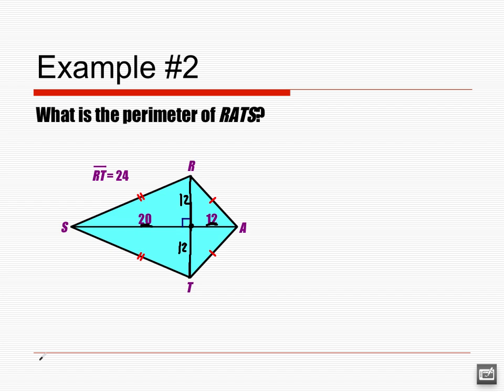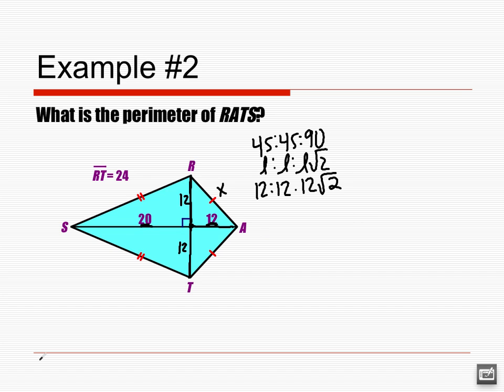Now, we need to find the perimeter, so we need all the sides. We need RA, AT, TS, RS. I'm going to start by finding RA. Hopefully you notice we have two sides that are 12 and 12, so we can do the Pythagorean theorem, or this is a 45, 45, 90 triangle. So we have L, L, L root 2. We know the sides across from the 45 are 12 and 12. So the diagonal is going to be 12 root 2. So in this case, this side is 12 root 2, and this side is 12 root 2.